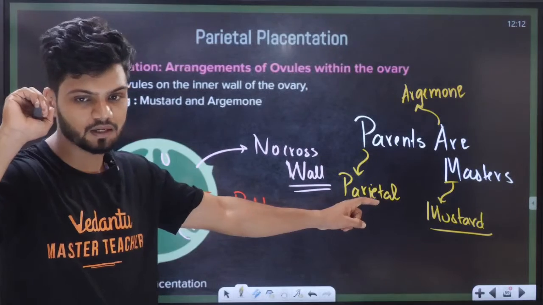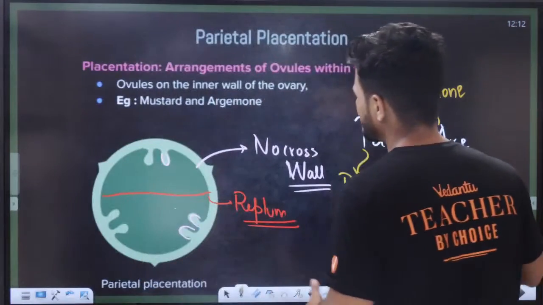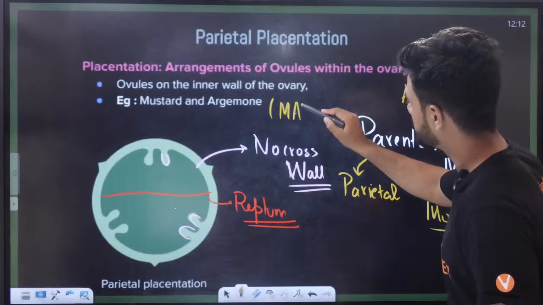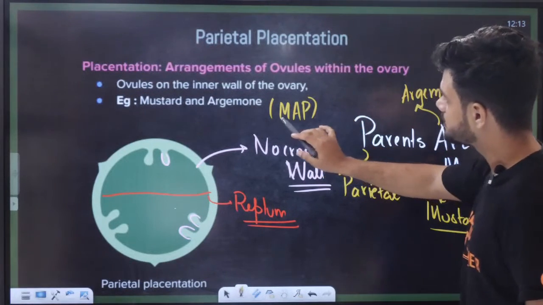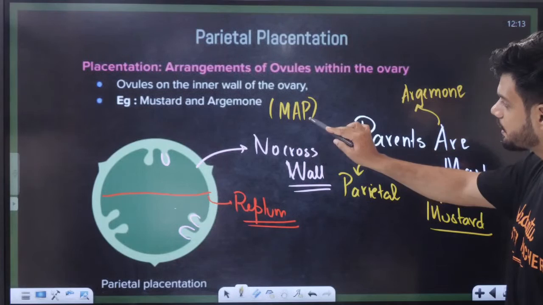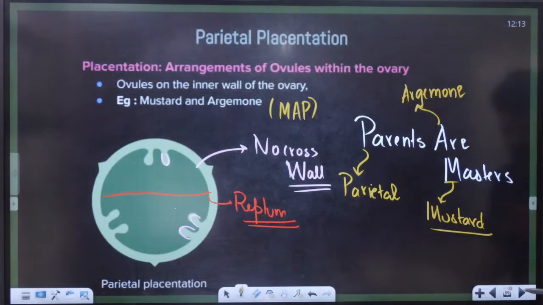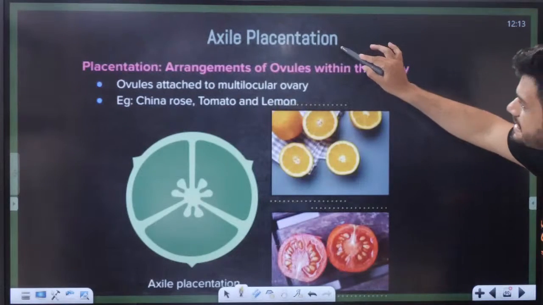Three different examples. Another example is very simple. One more which people use is MAP. That is mustard, argemone, parietal placentation. Very easy to understand. Okay. Next thing is called axial placentation.